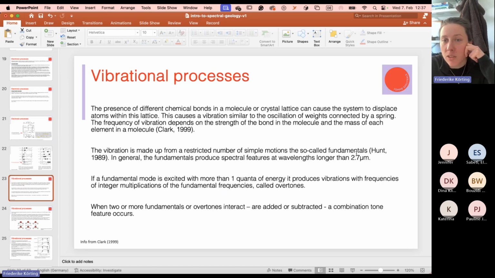And these fundamentals usually occur after 2,700 nanometers. So they occur in the midwave and longwave infrared. But these cause vibrations and frequencies that are spilling back into the shortwave infrared. And those are usually not one overtone or one vibration, they usually overlap. So we see features that are caused by different fundamentals.